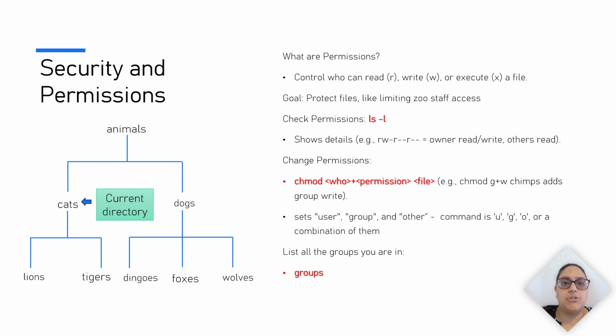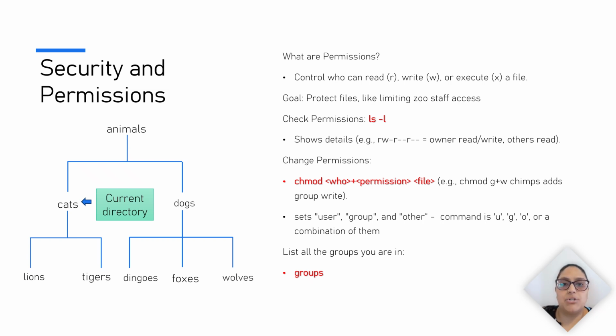Linux uses permissions to control file access. Read is denoted by r, write is denoted by w, and execute is denoted by x. Check them with the ls -l command. You might see rw-r--r--, which means that the owner can read and write, while others can only read.